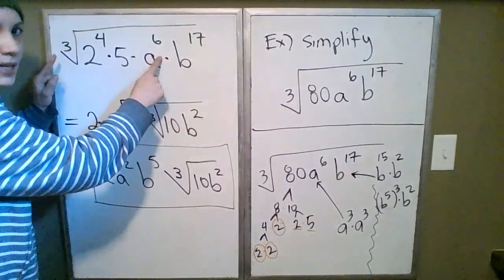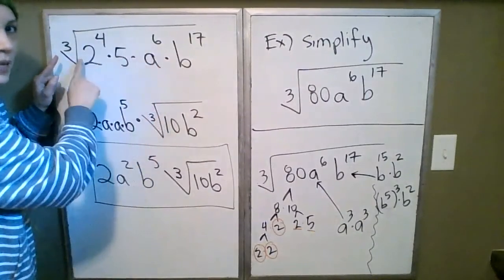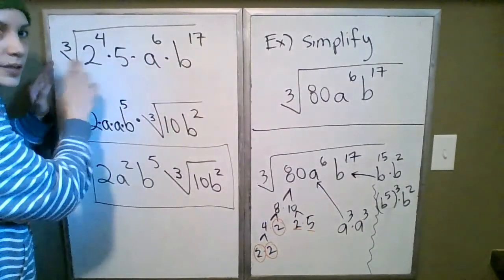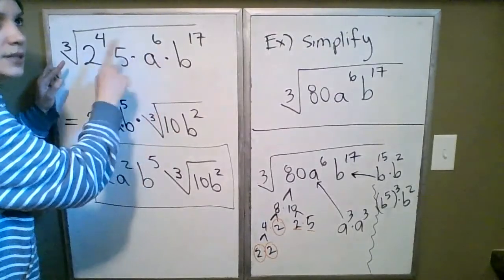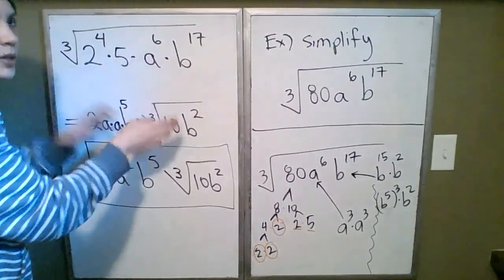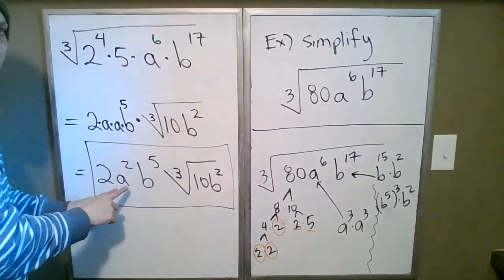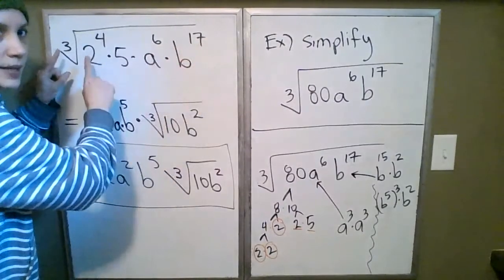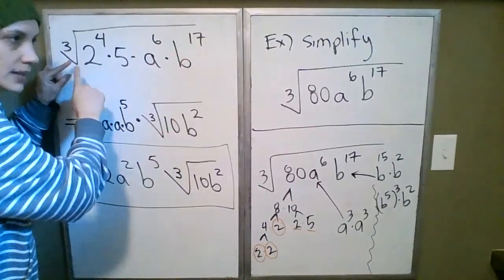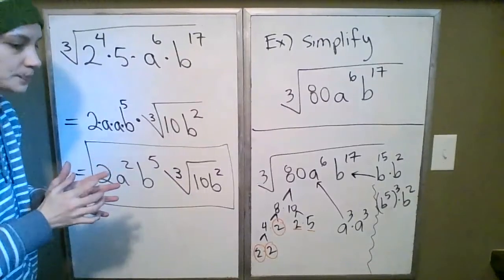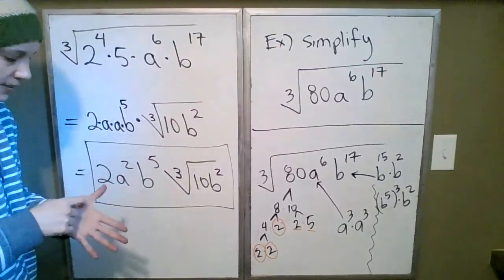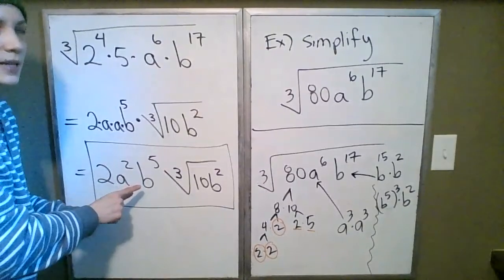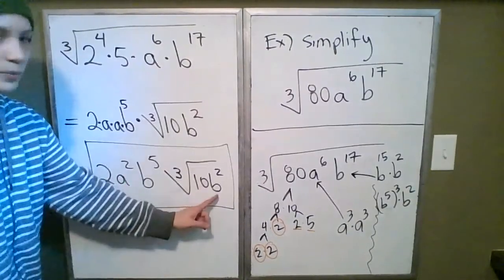Then we move over to a. It has a power 6, divide that by 3. It divides evenly. You'd have 6 divided by 3 is 2. So we're going to bring out a squared. And then take that 17, divide by 3, and see what the remainder is. So 3 can go into 17 5 times. That's where we got the b to the 5th, with remainder 2. So b squared stays.